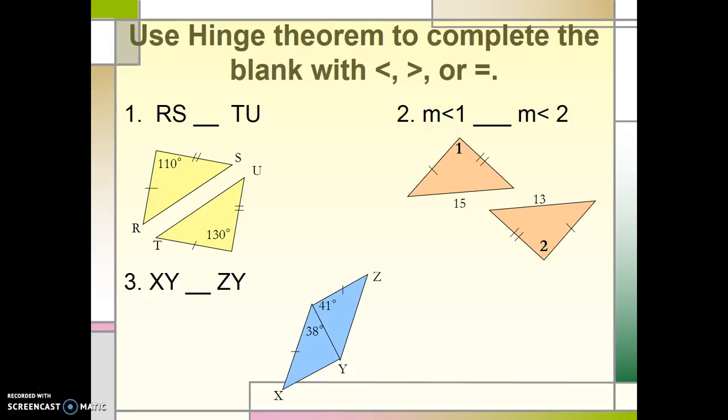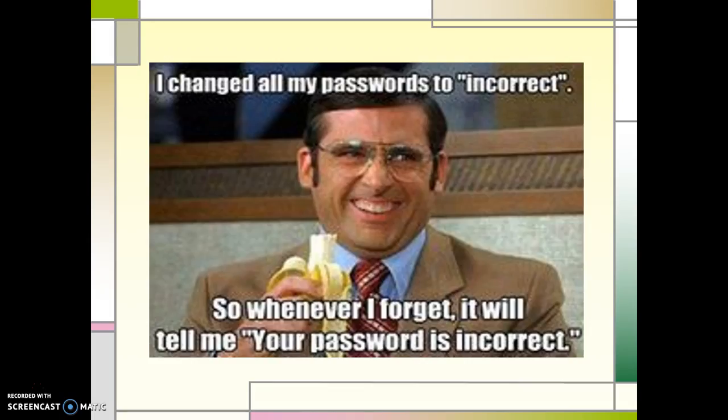Alright, great. Now, here are your answers to the problems. So any ones you are stuck on that you can't understand, bring to class tomorrow and I will gladly go over this. So again, take a look at your answers there. And a little Steve Carell meme just to make this a little bit funny.